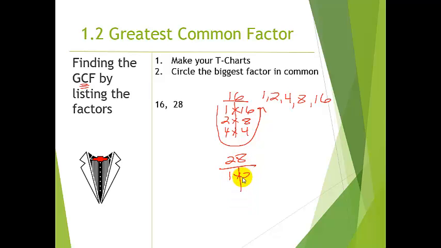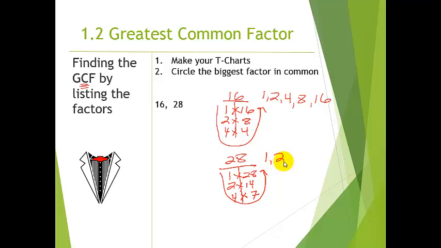So 1 times 28, I'm going to go to 2, 2 times 14, then go to 3. Again, that trick is you add the digits. 2 plus 8 is 10. Nope, 3 is not divisible into 28. Go to 4. 4 times 6 is 24. Oh, 4 times 7. 5 is not divisible, 6 not, 7. Oh, so I'm starting to repeat again. So I'm done with my tuxedo shirt.